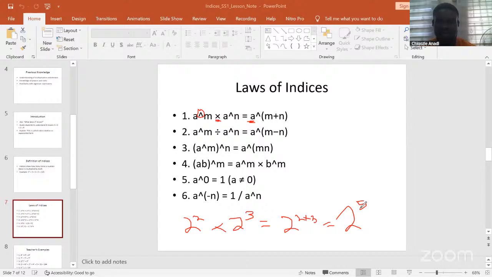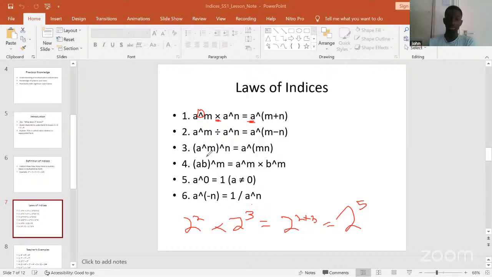The second rule says that when you're still applying this same base, when you're dividing the same base, the power will be subtracted. So if you have a raised to the power n divided by a raised to the power n, you'll be having a raised to the power n minus n. So you're going to be subtracting the power when you are dividing a base that is the same. Okay?